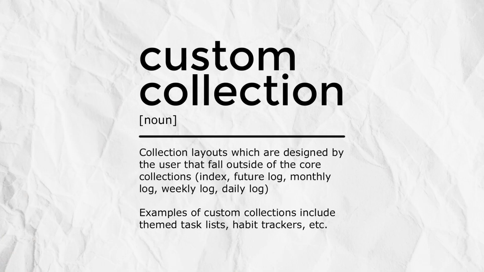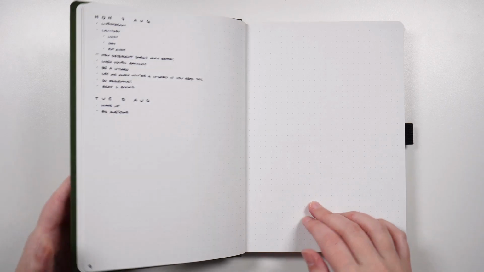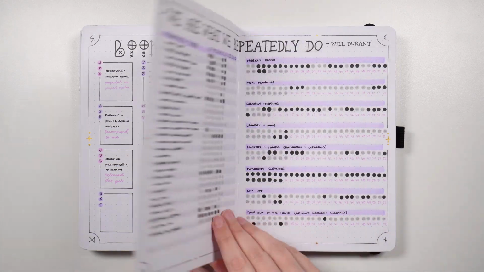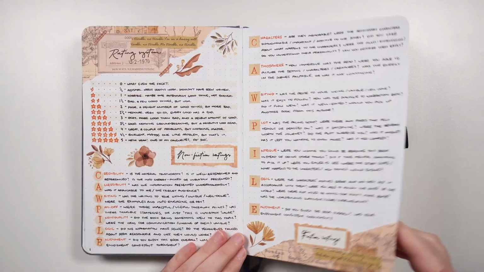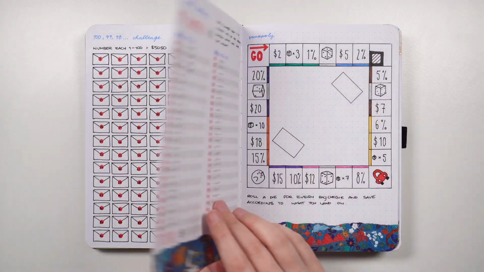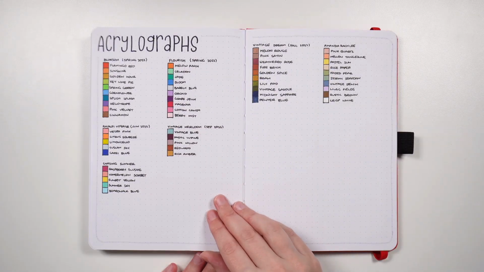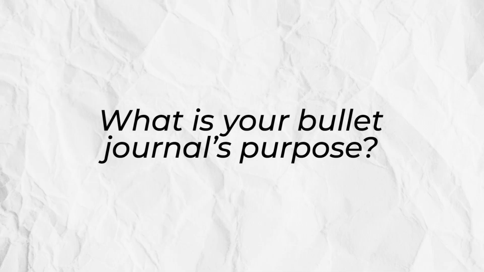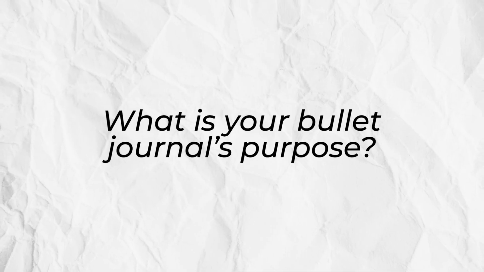Custom collections, on the other hand, are layouts that are designed by the user, or by you. These fall outside of the core collections and include literally every other collection you can think of. That could be something like a habit tracker, a wish list, a to-be-read page, a savings challenge layout, a swatch page. What collections are going to work for you is very much dependent on what the purpose of your bullet journal is. What are you trying to have it help you do or achieve? And thus, what kind of information are you trying to record, and how do you want to group that information?